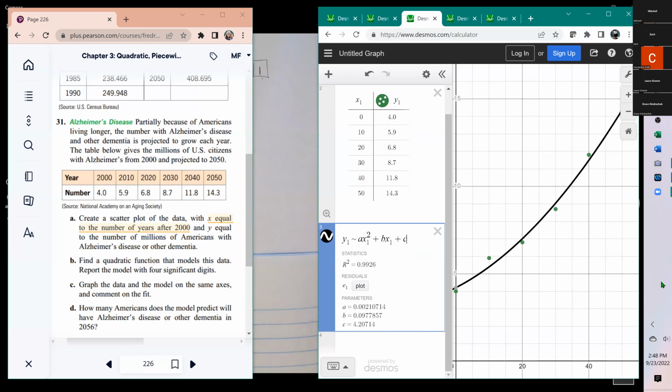And so you could see the line here. No, it only wants 4 significant digits. That could be. It doesn't mean 4 decimal places. It means 4 significant digits.